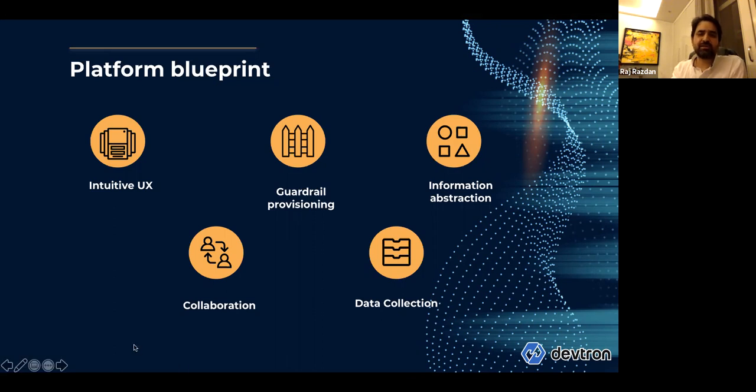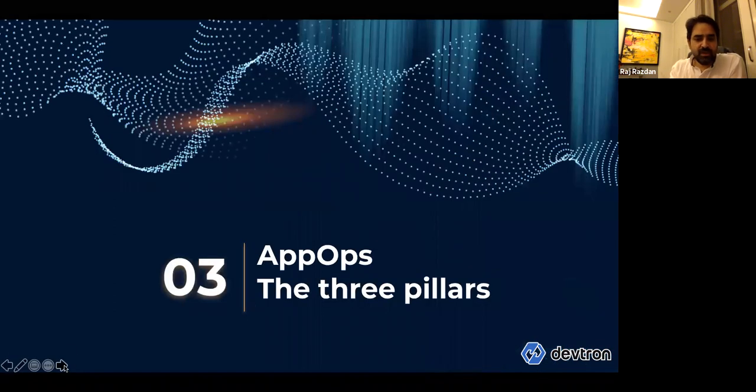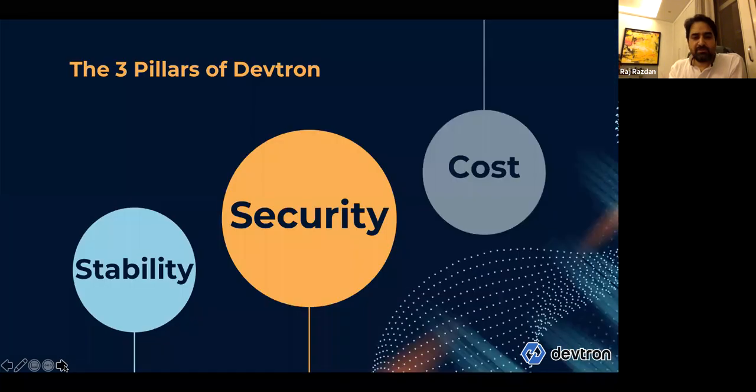And the final thing is data collection, because you're talking about so many sniffers, with data being collected at so many different levels. How do you process that data? How do you show that data? We're going to talk about that, and we'll show you some screenshots as well. So that's the blueprint of the whole AppOps platform. Three pillars, as I talked about: stability, security, and cost.